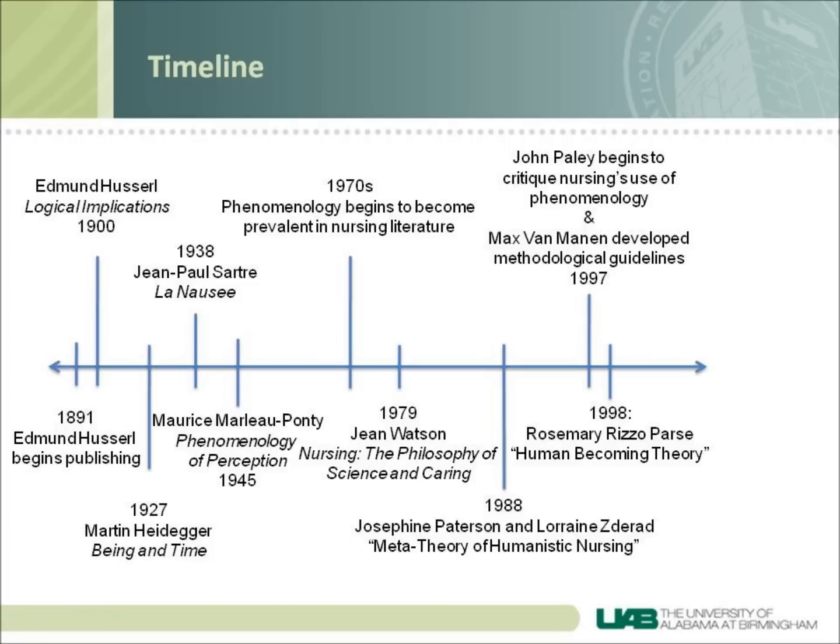As you can see, the four main philosophers came several decades before nursing integrated phenomenology into its literature in the 1970s. In this talk, we will discuss the following advancements: Jean Watson's seminal text and her theory on caring in nursing from 1979, Patterson and Zderad's meta-theory of humanistic nursing from 1988, John Paley as one of the first to criticize the way nurses applied phenomenology, and Max van Manen's methodological guidelines for phenomenology, both from 1997, and Rosemarie Rizzo Parse's human becoming theory from 1998.